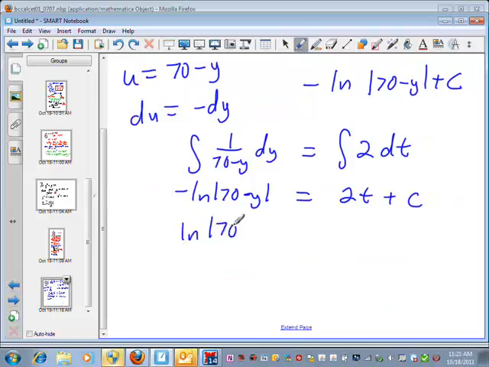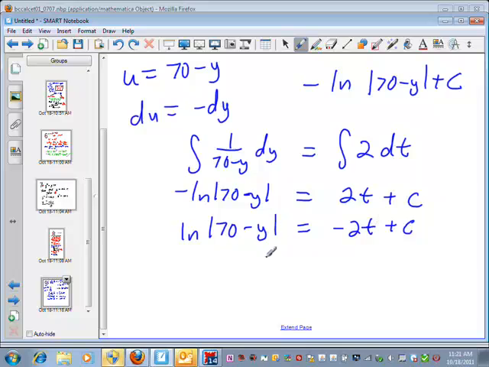The natural log of 70 minus y is equal to minus 2t plus a constant. You can write minus a constant if you like. But now, you only have to solve for y. This becomes pre-calculus now. What is this function y? And then we'll plot it.